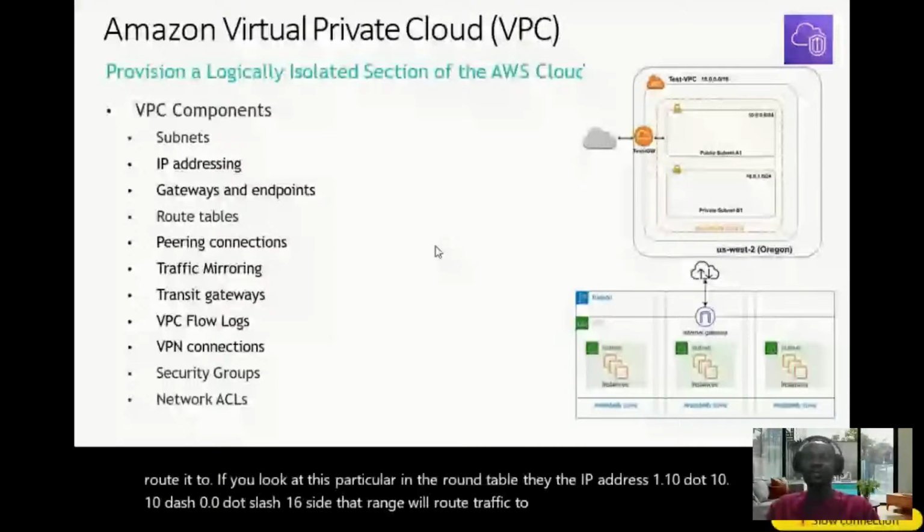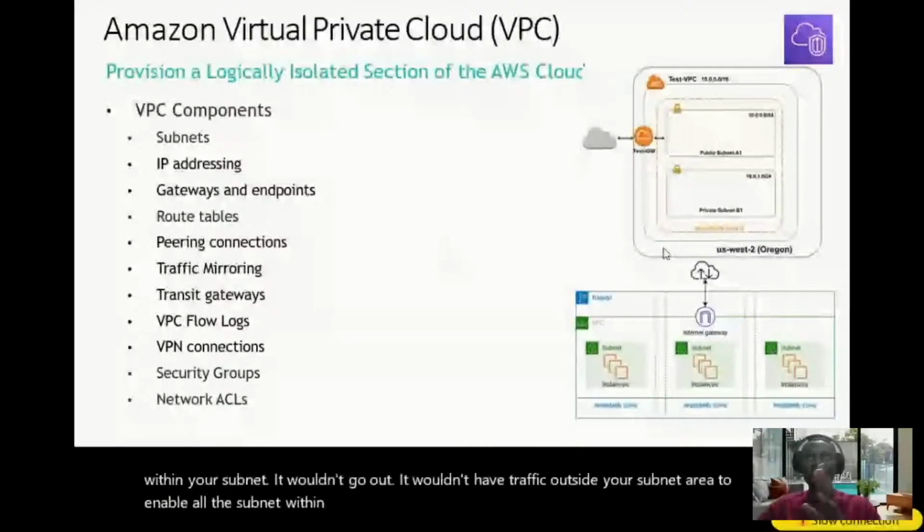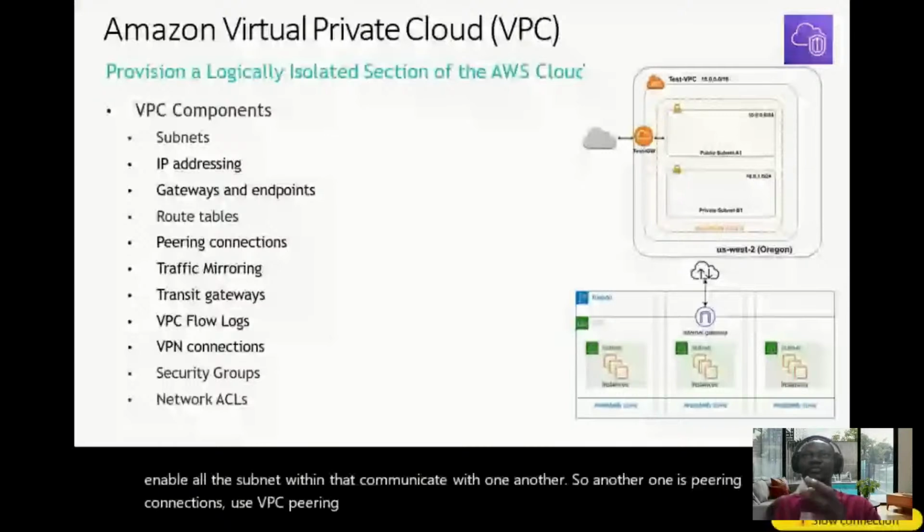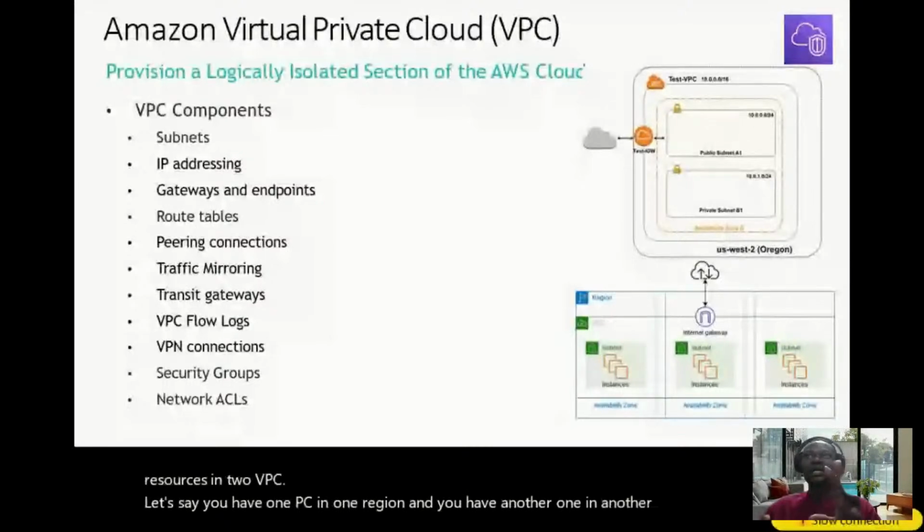So another one is peering connection. This VPC peering connection is used to route traffic between resources in two VPCs. You have one VPC in one region, and you have another one in another region, maybe in the East US region and the West US region. You can use it to route traffic between those two VPCs. And you can also use it for VPCs within the same region.